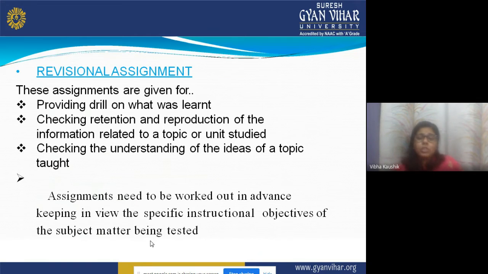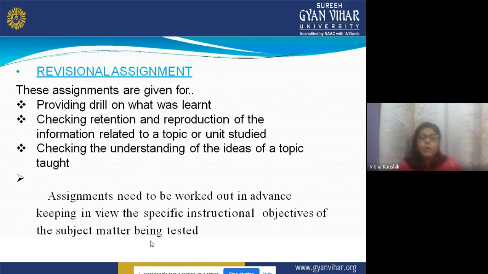Checking retention and reproduction of the information related to a topic or unit studied. Retention: how much you are able to retain the information that is shared by the teacher in the classroom. Now, the teacher is checking that retention, means how much information you are able to retain, and reproduction means you are able to reproduce that information when you are doing that type of assignment. Checking the understanding of the ideas of a topic taught: the teacher will be able to know how much you understand the topic, the idea, the concept which was taught to you in the class.